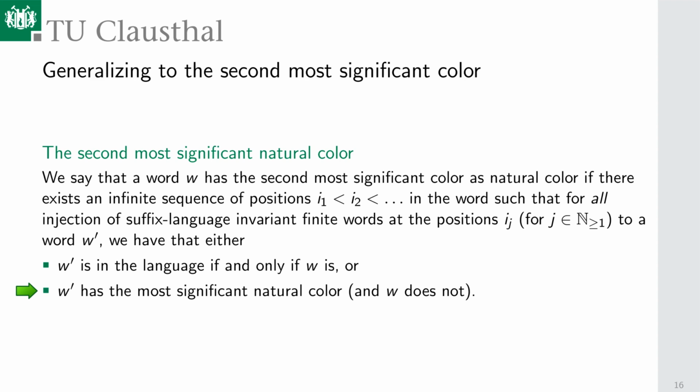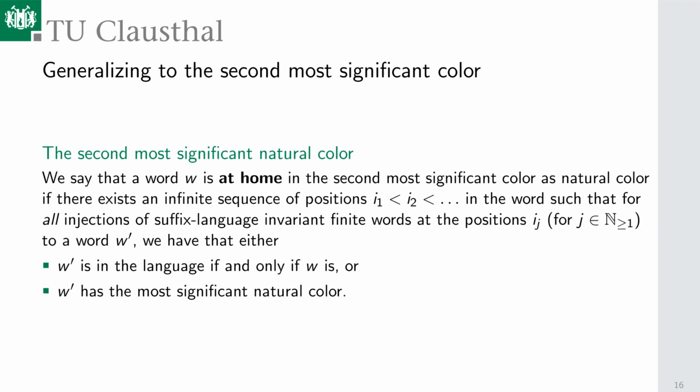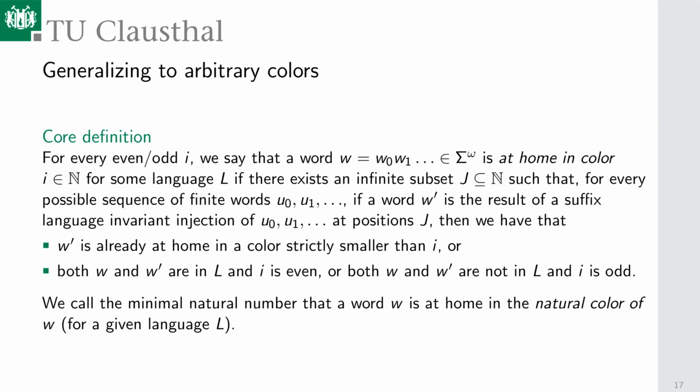To keep this definition a bit nicer, we will henceforth define not the natural color of a word directly, but in which color a word is at home. This is now exactly the same definition as before, except that the suffix "and W does not" in the second case is missing. And as the last step, we can now generalize these definitions to all colors. What is now here on the slide is the definition used in the paper for this video. And to simplify the presentation henceforth, we will assume, without loss of generality, that the most significant color is the one with number 0.